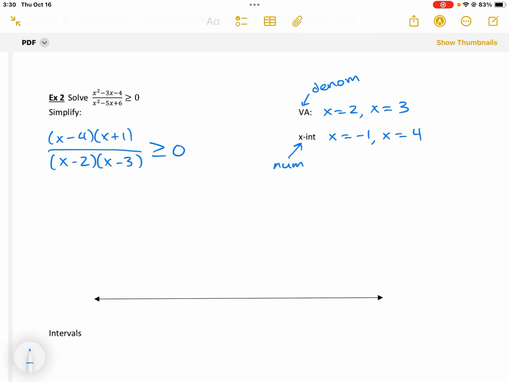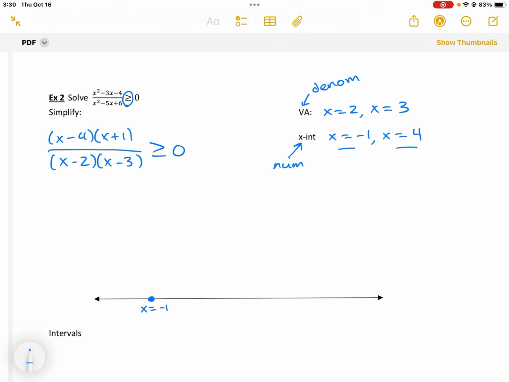So I've got a lot of values to put on my number line. This time my inequality is greater than or equal to. So I'm going to use closed circles for my x-intercepts, and I'm going to use open circles for the vertical asymptotes. So the first one that I'm going to put on is -1. That's my smallest number. I'm going to use a closed value because that is an intercept.